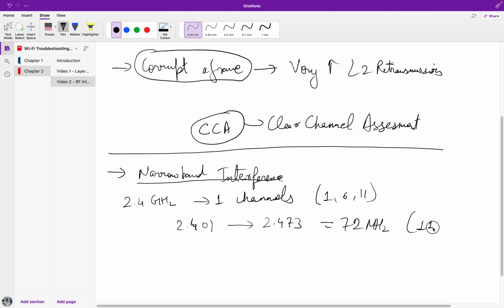Channel number 11 channels that it has. In Europe, this is pretty much for US. In Europe, this goes beyond, and then we can have 14 channels also in Europe, 1 to 14.